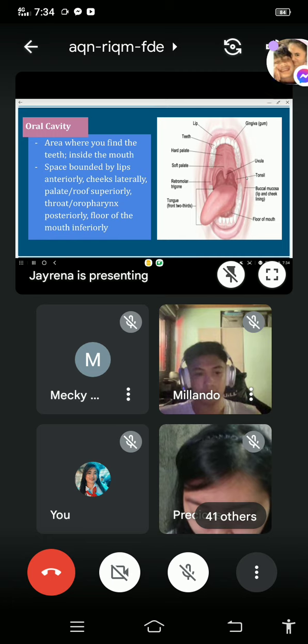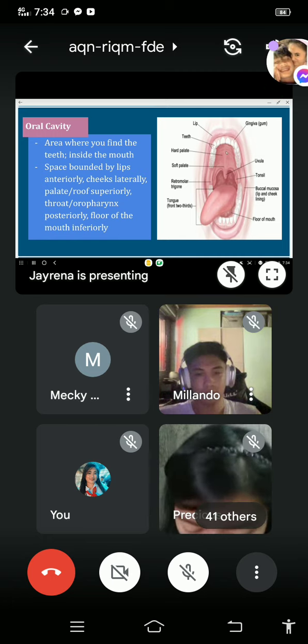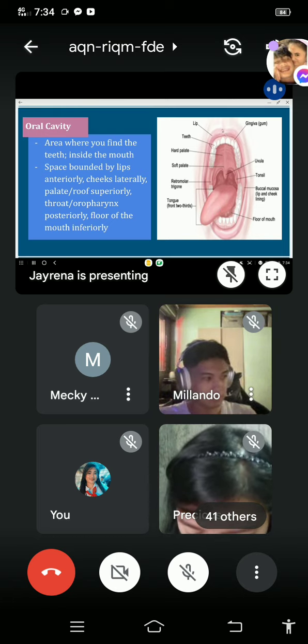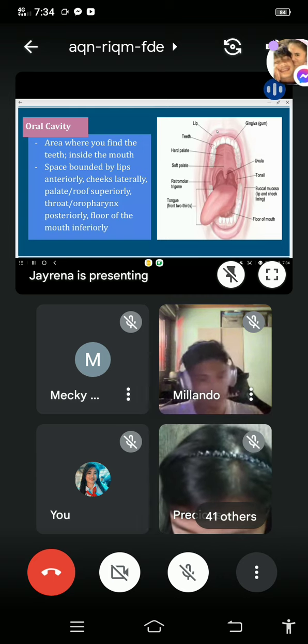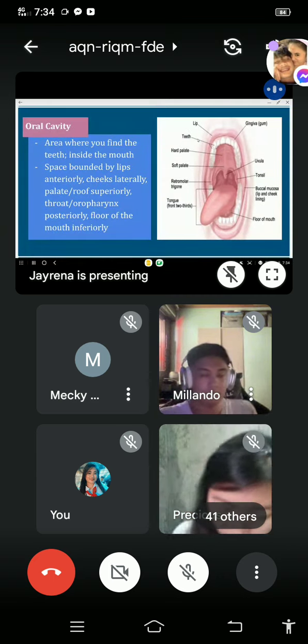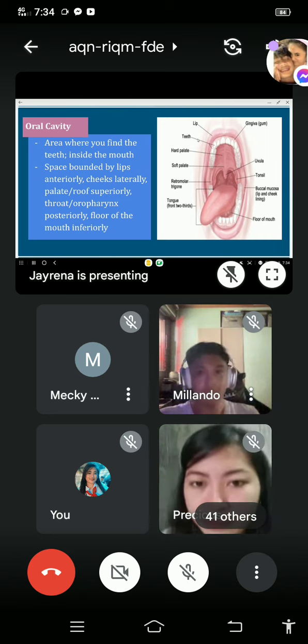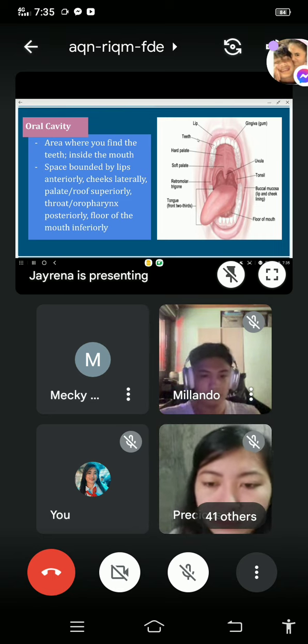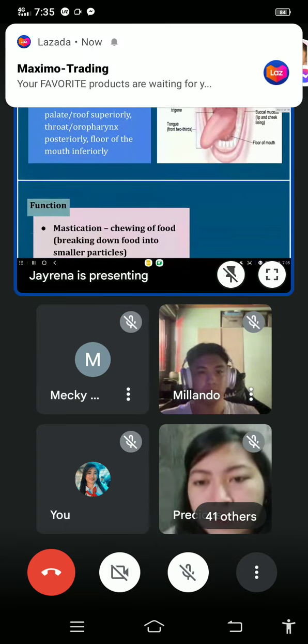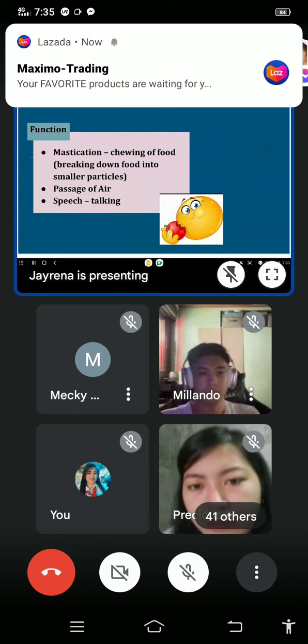Lateral, cheeks, superior, palate, posterior, throat, inferior, tongue, okay? Anterior or harap, labi. So that's the walls or the areas of the oral cavity. Nakuha po ba? Do you understand? Yes, ma'am. Okay. Now, what is the function of the oral cavity?